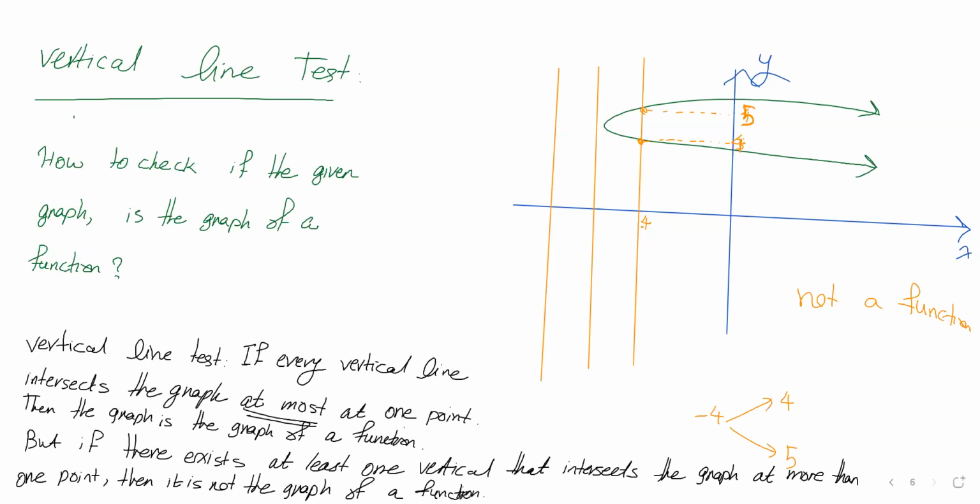Okay, is it clear? So this is in fact not the graph of a function because you found one vertical line that intersects the graph at more than one point. But if I give you another one, okay, take notes before I go to the next slide.